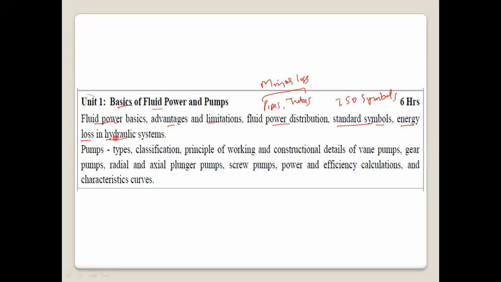This part was the introduction to fluid power. Then come the pumps. Here we are using positive displacement pumps. We will study the types, classification, principle of working, then construction details. We have to study the construction, working and advantages of vane pumps, gear pumps, radial and axial plunger pumps, and screw pumps. All these are different types of positive displacement pump.